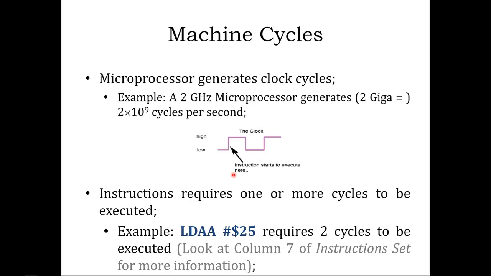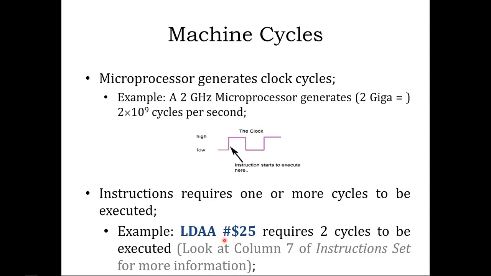So for example, if we just write one instruction like this, LDA #$25. Now this is an immediate instruction, we all know it, right? This actually takes 2 cycles to be executed. And think about this. Let's say you are running on a microprocessor which is 2 gigahertz, that generates 2 gigacycles, 2 times 10 to the 9, that's a lot of cycles in 1 second. And this instruction only takes 2 cycles out of that. So think about how many instructions this microprocessor can run in 1 second.